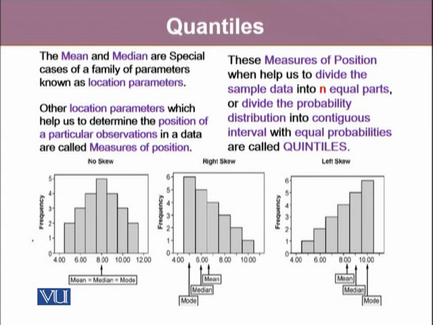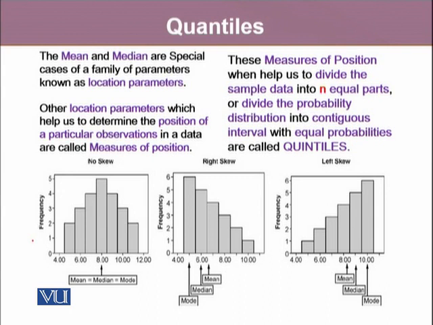Other location parameters which help us to determine the position of a particular observation in data are called measures of position. These measures of position help us to divide the sample data into n equal parts, or divide the probability distribution into contiguous intervals with equal probabilities, and are called quantiles.